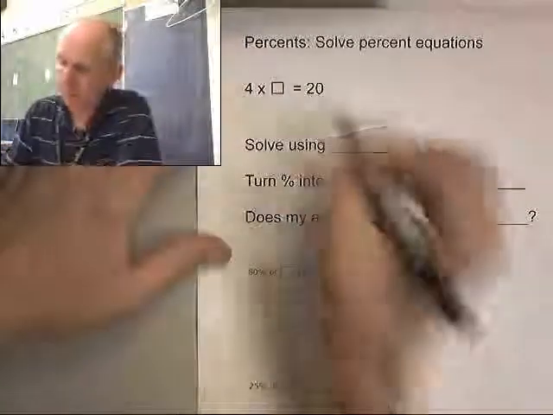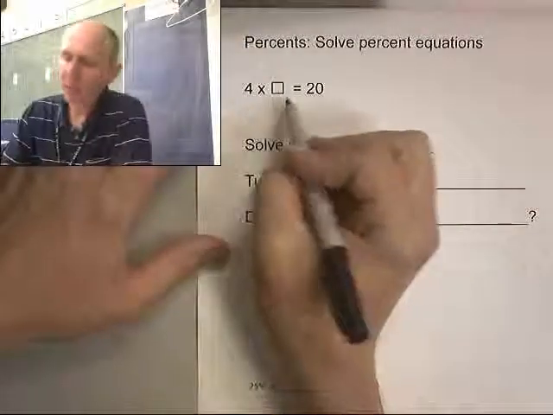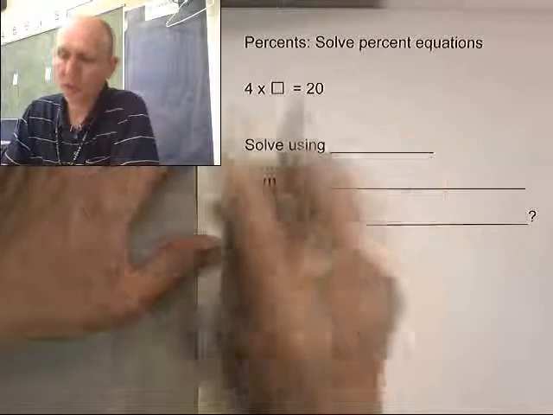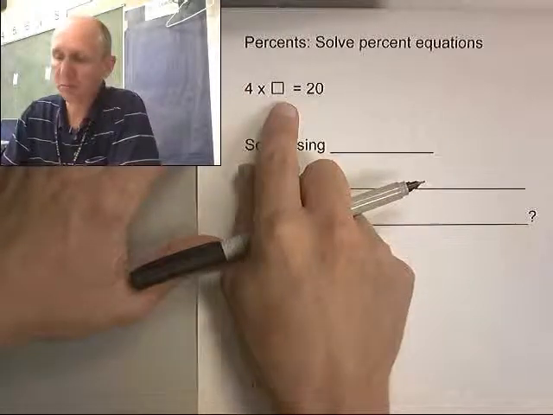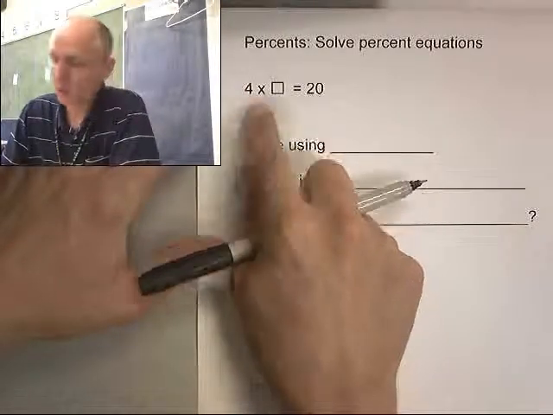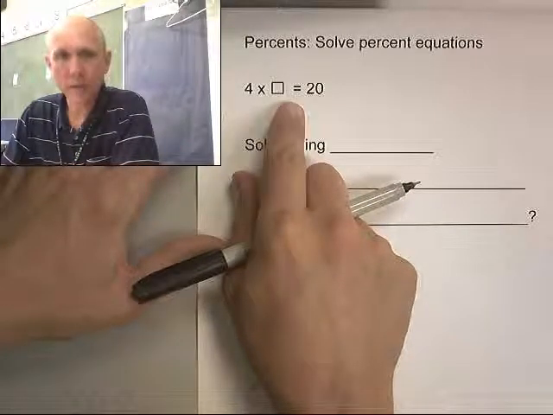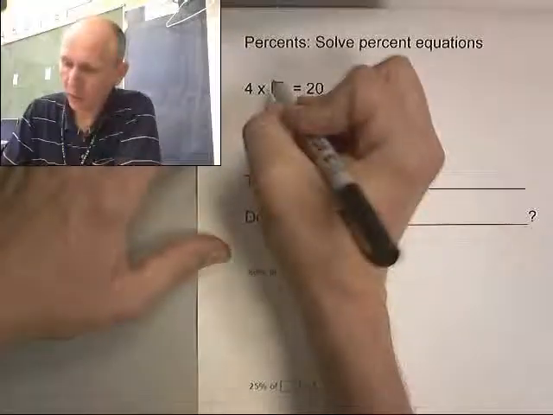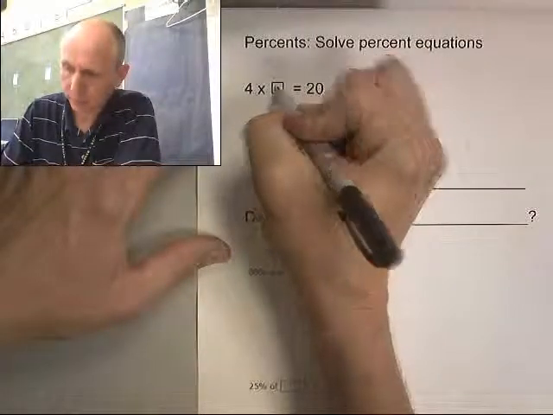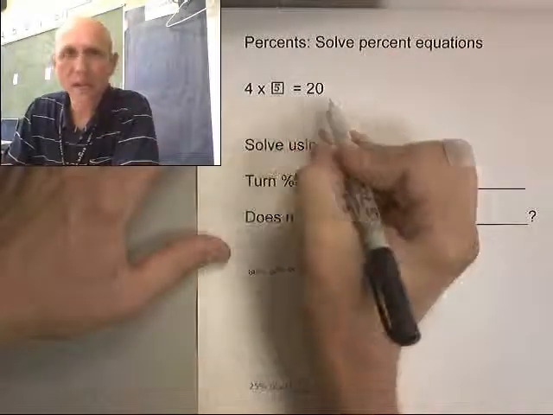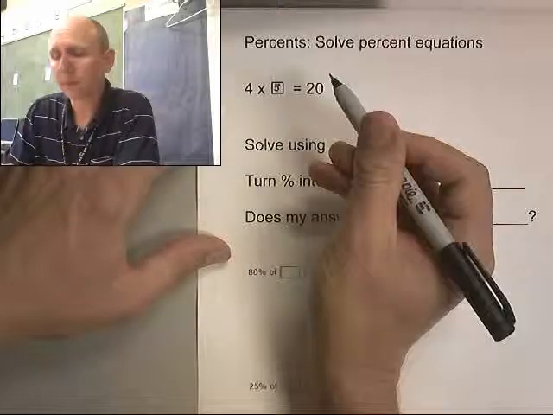Look at this guy. So I have 4 times some number is 20. 4 times something is 20. Right? Well, what's that something? 4 times what is 20? Well, it's 4 times 5, isn't it? 4 times 5 is 20.